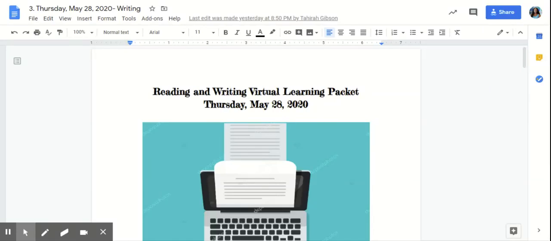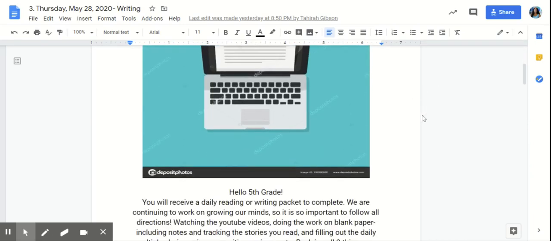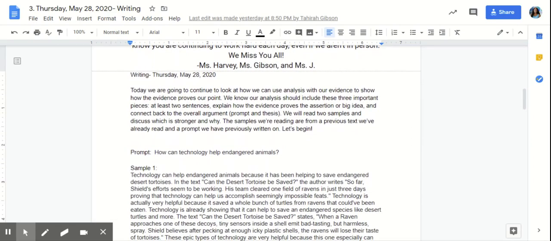Today is Thursday, May 28th, and we're going to get into writing for today. So today we're going to be looking at how we can use analysis with our evidence to show how the evidence proves our point. We know that analysis should always include these three important pieces, which are at least two sentences, explain how the evidence proves the assertion or big idea, and connect back to the overall argument. We're going to read two samples and discuss which is stronger and why.